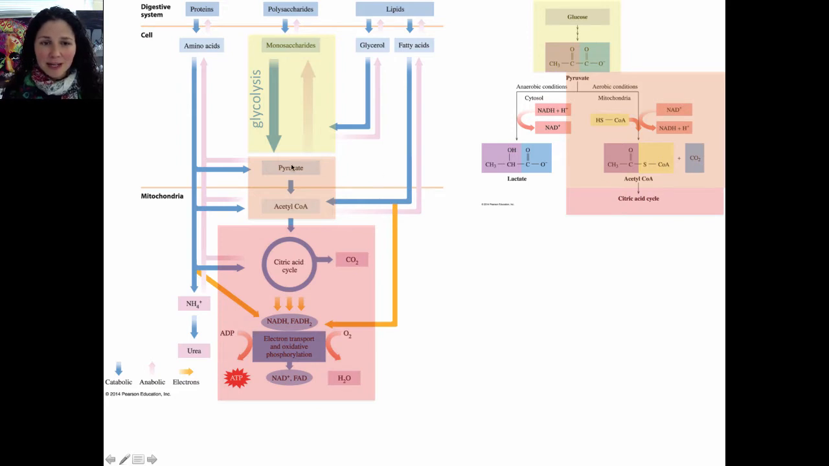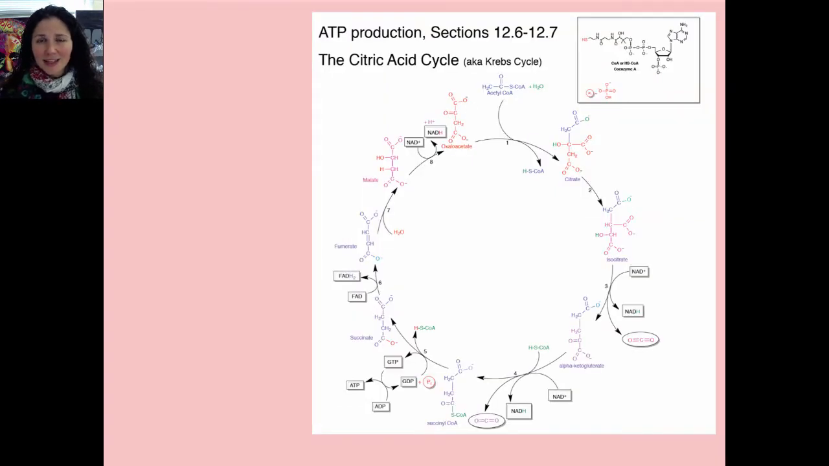Notice that pyruvate is converted into acetyl-CoA, and acetyl-CoA goes into the citric acid cycle to produce NADH, FADH2, and ATP. In order for NADH and FADH2 to be converted into ATP, first they have to go through the Electron Transport Chain and Oxidative Phosphorylation. Now let's focus on the citric acid cycle.